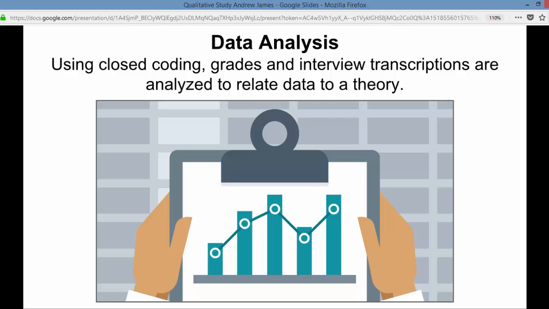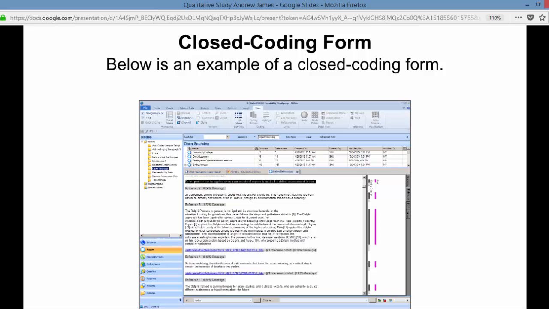After coding, we will look for a linear relationship to determine if there is a correlation between the discussion forums and the grades. The variables that we will measure include comparing discussion forum participation grades to overall grades and test grades, and comparing the interview to overall and test grades. Below is an example of a closed coding form.